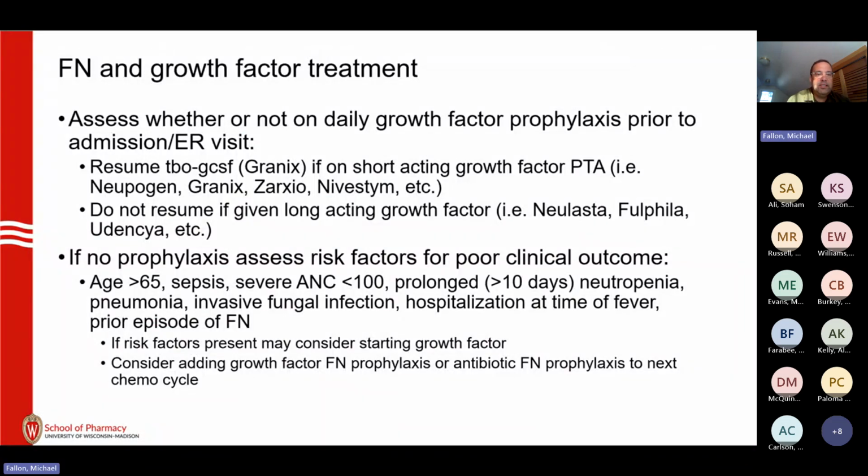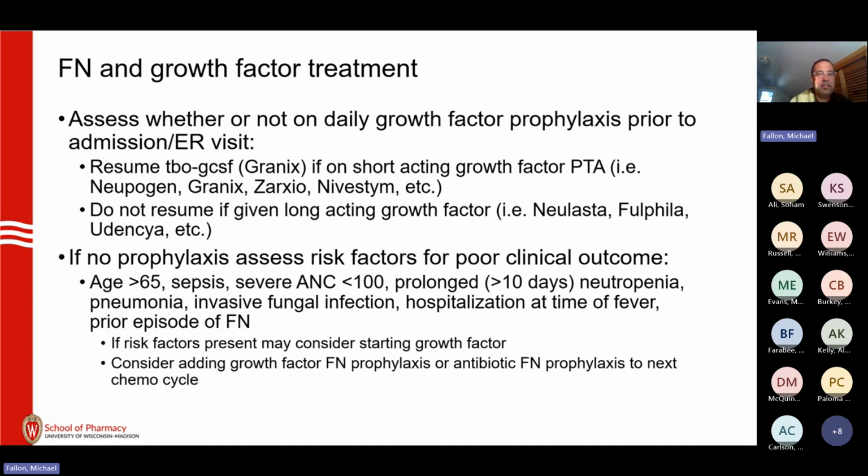So growth factor treatment. For all of the regimens that we build, there's over 1,500 Beacon treatment plans now that we have built, and every time we build one, we assess the baseline growth factor needs. And so they'll either be built into the plan and stated as growth factor necessary or growth factor needed, or it will say consider growth factor for the intermediate risk regimens. And so if somebody comes into the ER with a fever, we want to see if they've been on growth factor or not.